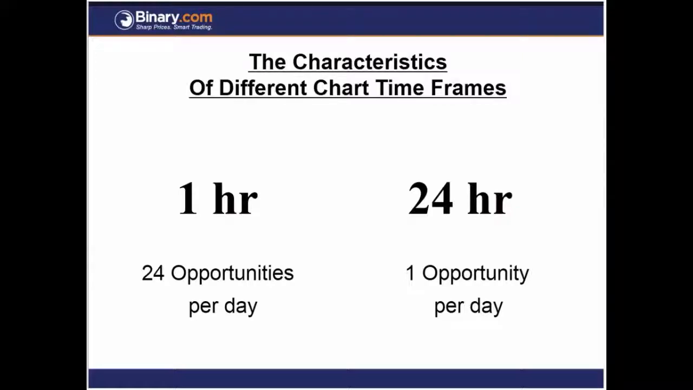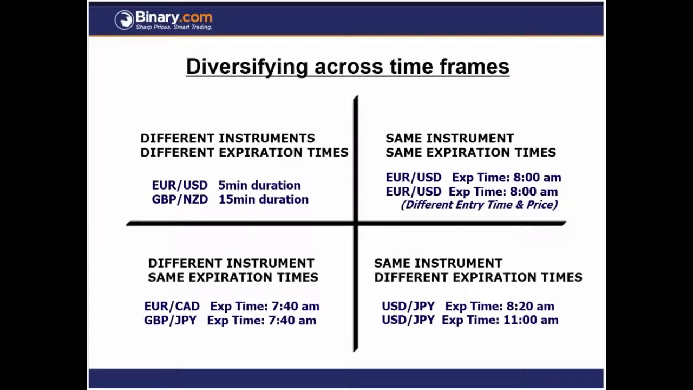Now, what I like to do in my trading is diversify across different time frames. You've heard about diversifying across instruments. Well, that's one way you can diversify, but in binaries there are a number of ways to diversify. Let's look at the different ways that I like to diversify. Sometimes I use different instruments, meaning I trade different instruments. For example, the Euro USD, and I'll trade the British pound against the New Zealand dollar.